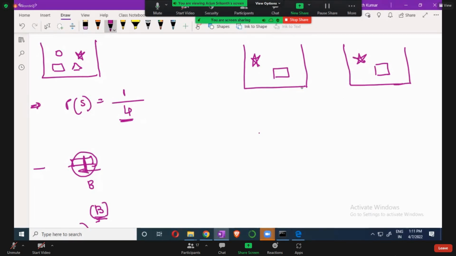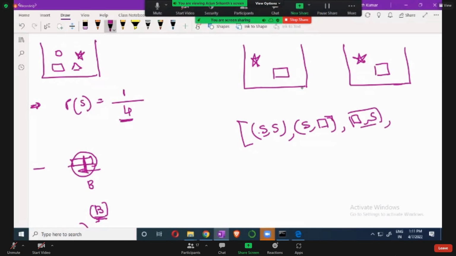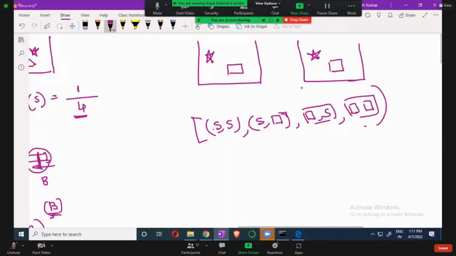One is that I may get star and star, the first combination. The second combination is star and square. Then the next one is square and star. Third is square and square. Now see this. How many possible outputs can I get? 4.